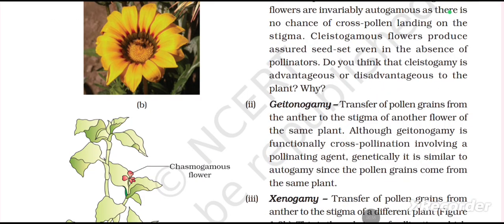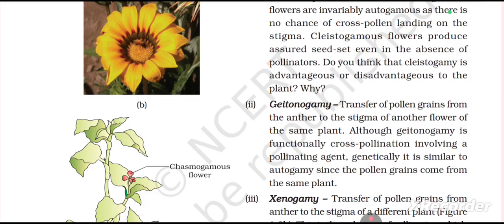Cleistogamous flowers produce assured seed set even in the absence of pollinators. Do you think that cleistogamy is advantageous or disadvantageous to the plant? Why? The second one is geitonogamy. Transfer of pollen grains from the anther to the stigma of another flower of the same plant.